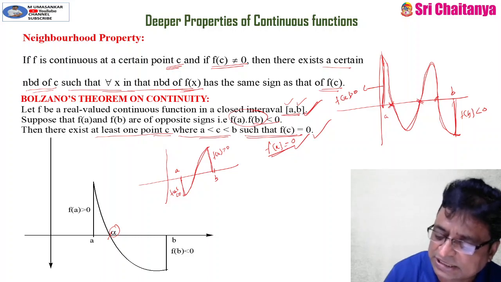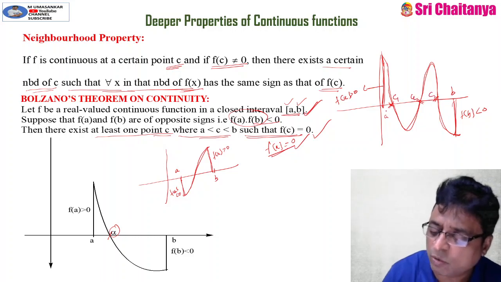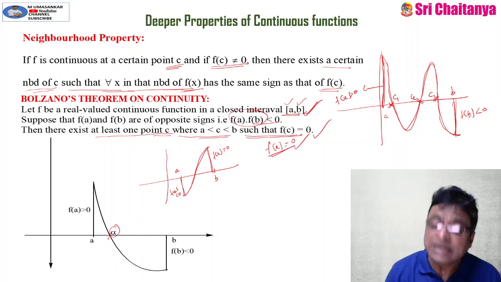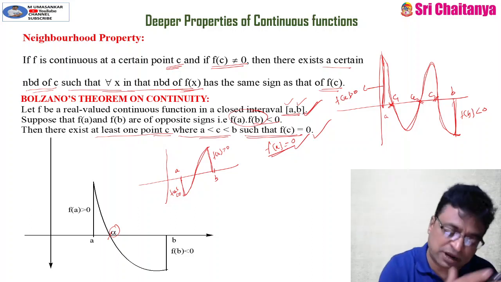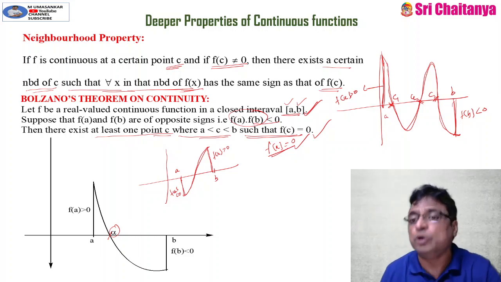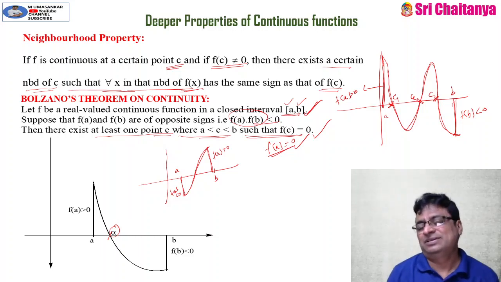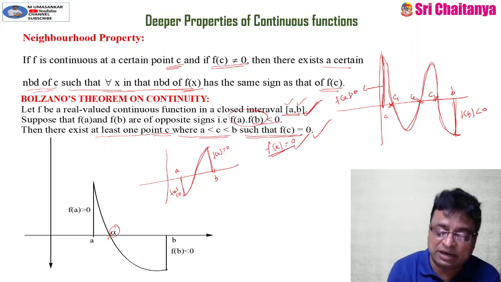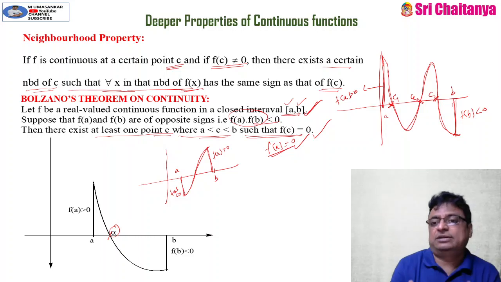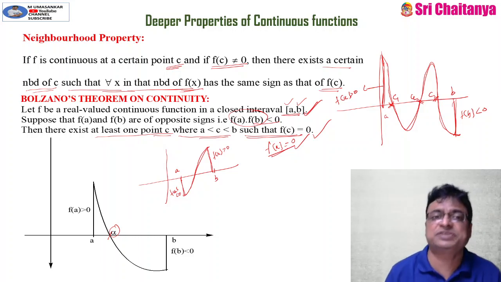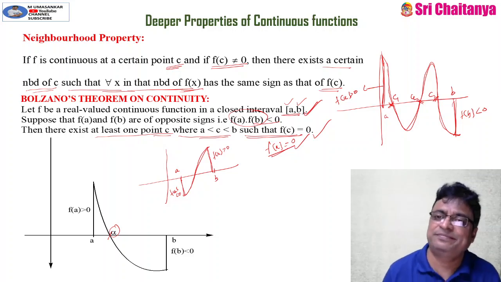Here it intersects the x-axis at three points, say c1, c2 and c3. What are c1, c2, c3? They are points that lie between a and b. If the curve intersects the x-axis, geometrically that point becomes a root of the equation. So with the help of this beautiful theorem, we can find the roots of continuous functions. That is the beauty of Bolzano's theorem.